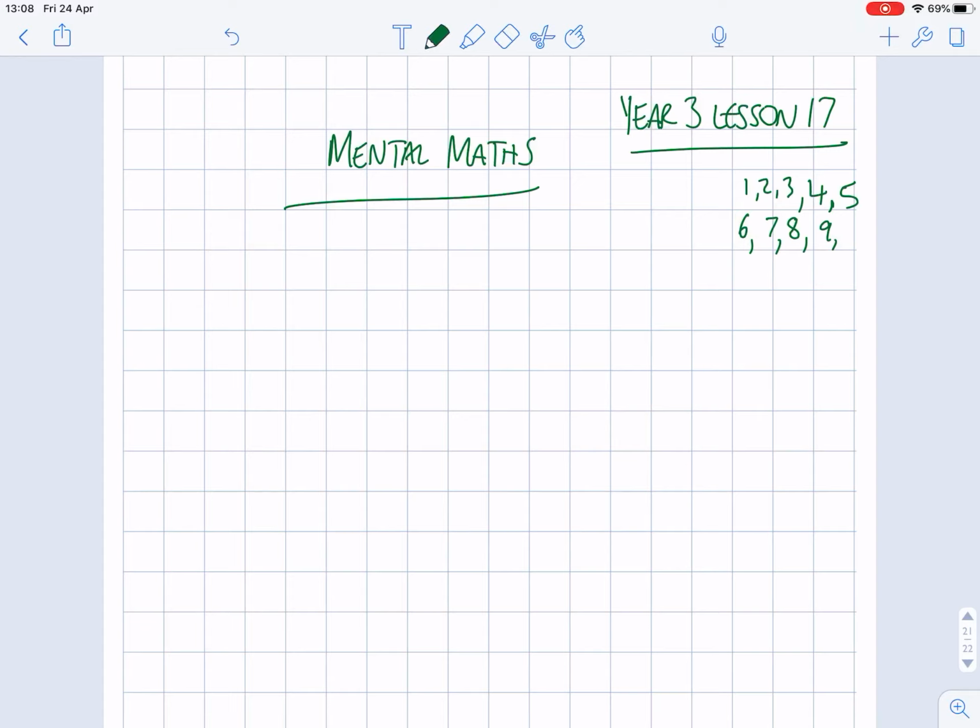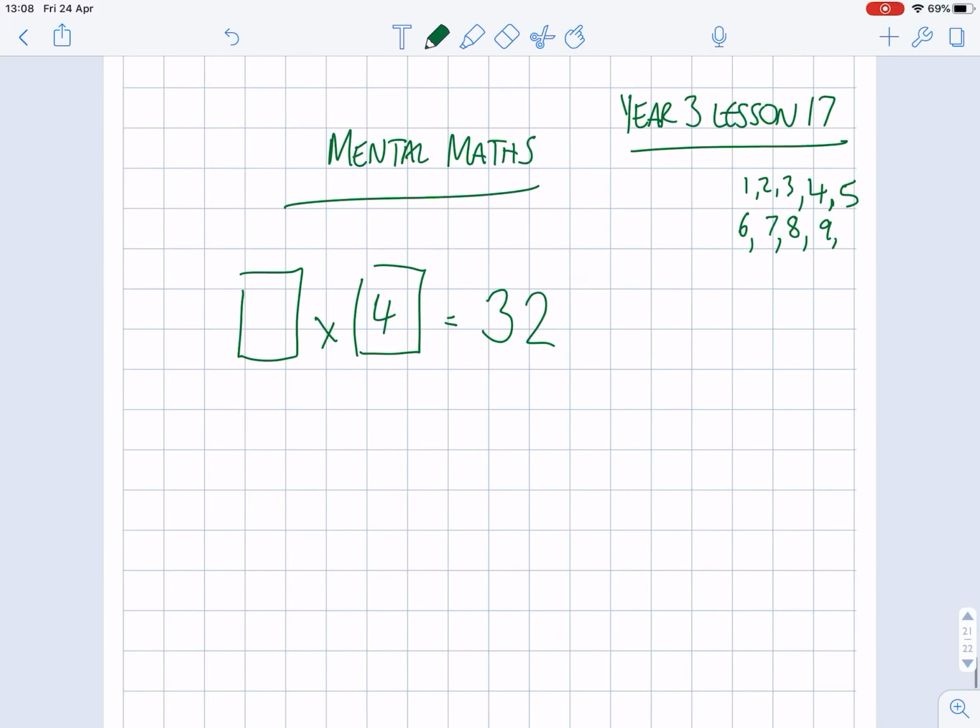Question 10. Think about your 4 times table. If I tell you the answer is 32, what's the question? So 4 times table, being super duper kind. Question 11. Still your 4 times table, but this time the answer is 20. What's the question this time?